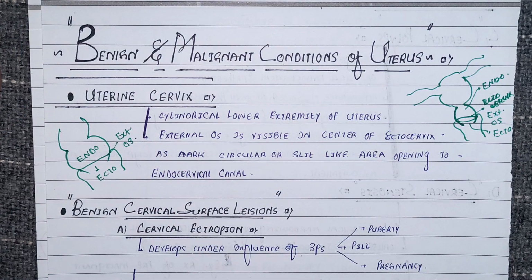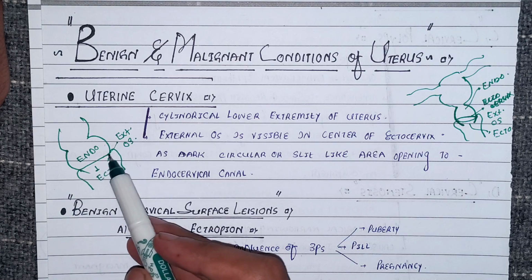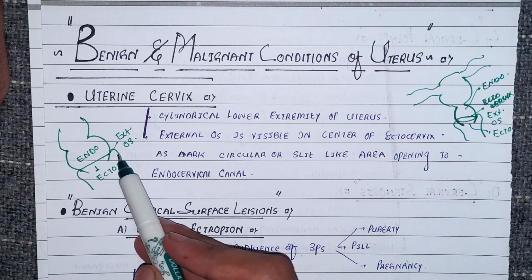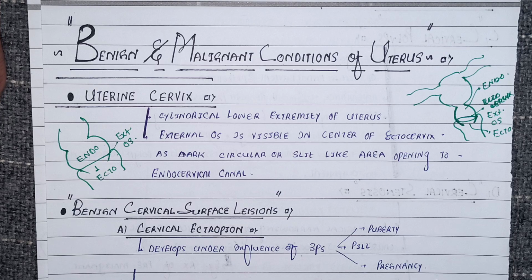I hope you are clear with this. This is very much basic anatomy, beta. Right, this os appears as a dark circular or slit-like area which opens above into the endocervical canal and below into the ectocervix, right?